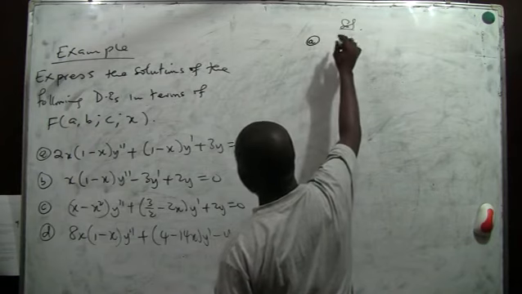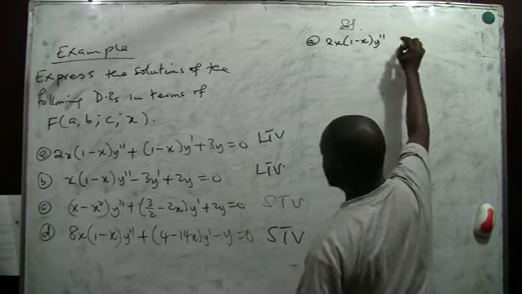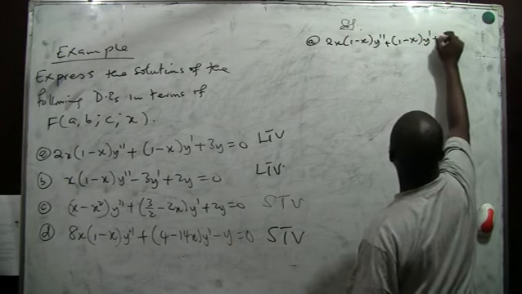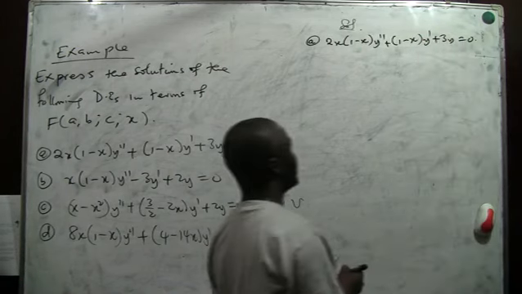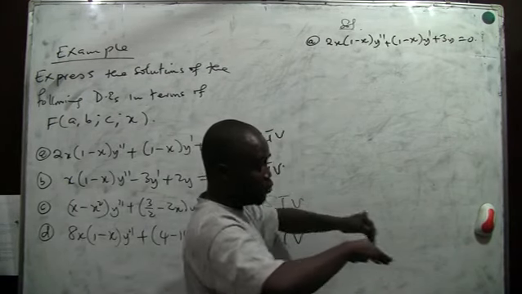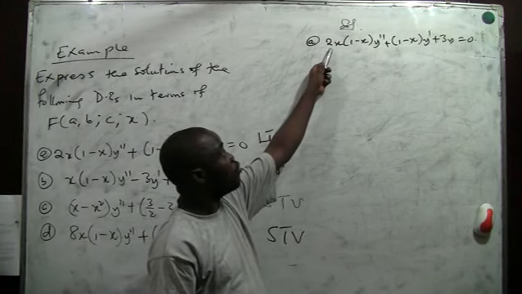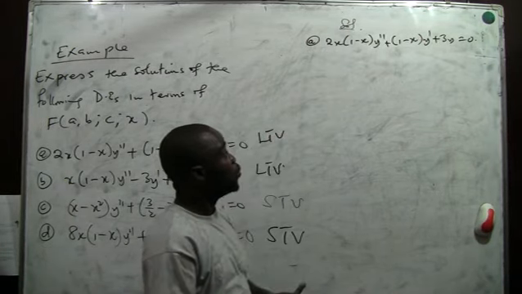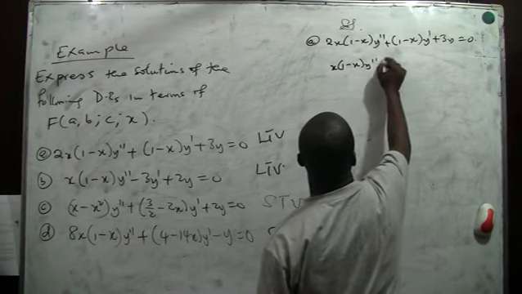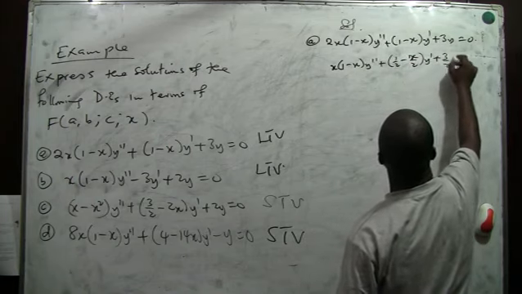A, I have 2x(1 minus x)y'' plus (1 minus x)y' plus 3y equals to 0. First thing here is to ensure that the coefficient here is 1. Because the general form of hypergeometric equation has the coefficient of this variable to be 1. So we divide all through by 2 so that we have x(1 minus x)y'' plus (1 minus x over 2)y' plus 3 over 2 y equals to 0.